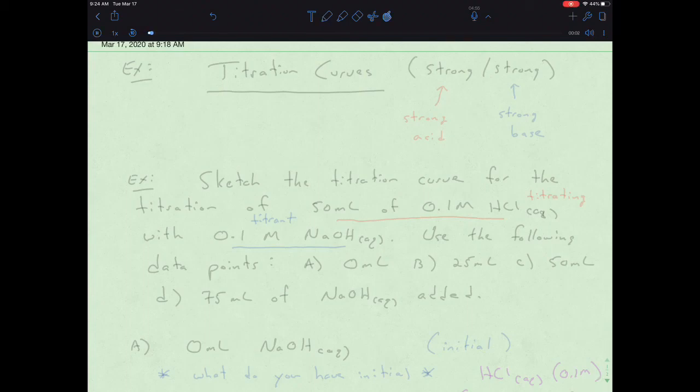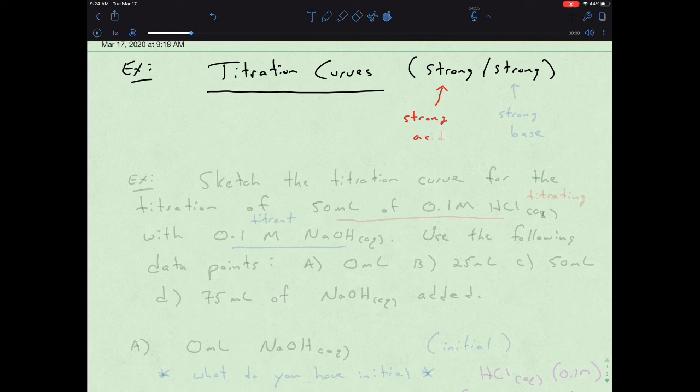Hello, chemistry gang. In this lecture, we are going to look at an example of titration curves. And this example is a strong example, meaning that we have a strong acid and we have a strong base.